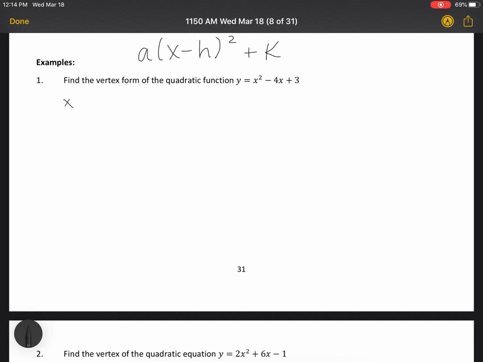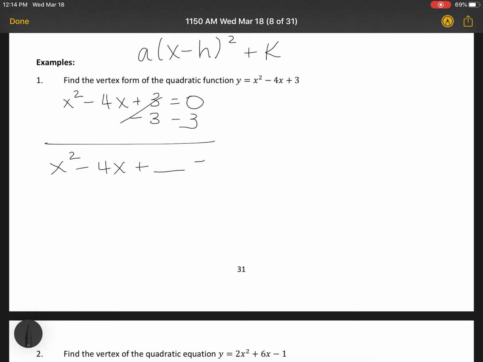Okay, so we're going to take our function, set it equal to 0. And think completing the square. So we want to get the constant to the right hand side. x squared minus 4x, we're going to add some value, and then -3, and add some value. Remember, to fill in those spaces, we need to take half of our b term. So half of -4 is -2, and then square it to give us +4. So we are going to fill in +4 in those spaces.